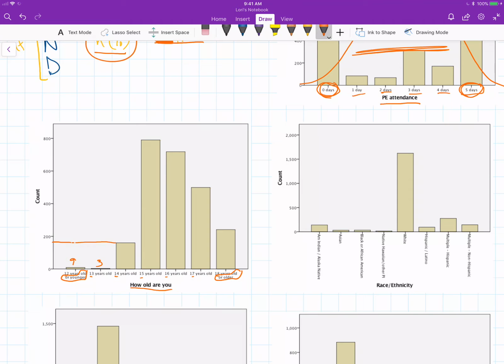So the thing that I wanted to point out specifically with this one is because of these problems that we have on the ends, we really can't turn this into a scale variable.